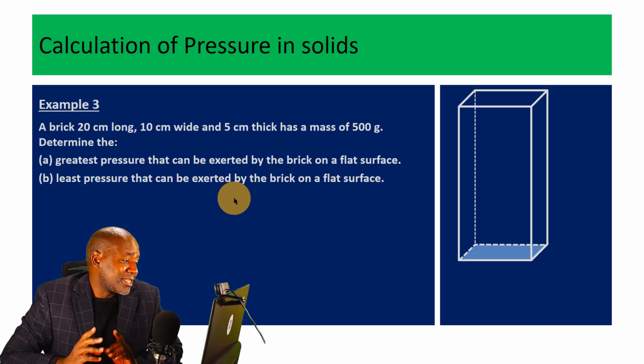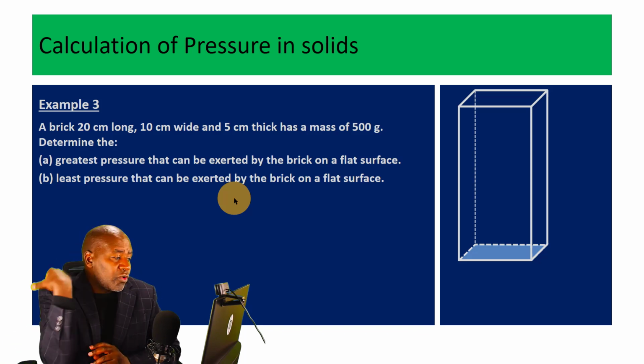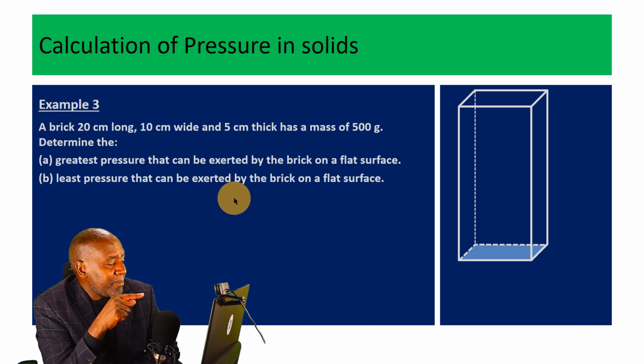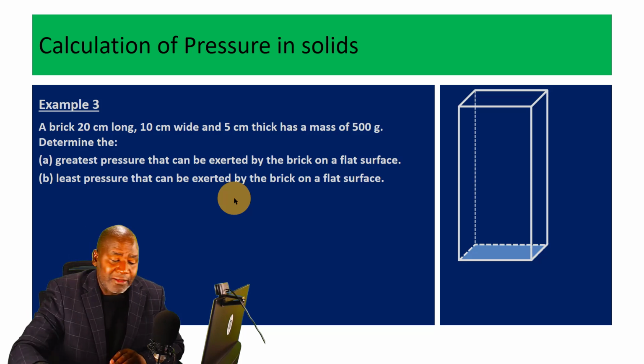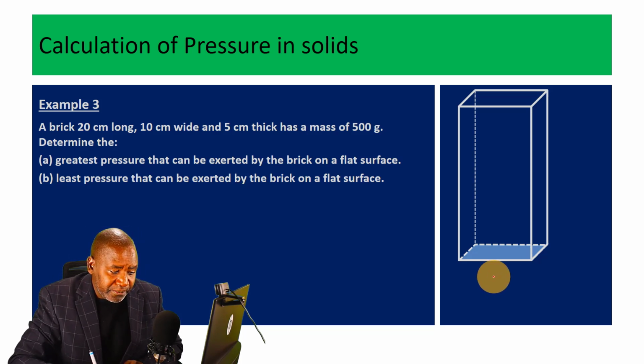So of course the greatest pressure is exerted when the brick lies on the smallest area. How do we get the smallest area when we look at those numbers? When you look at those numbers, the only area that will be smallest will be between the 10 centimeter length and the 5 centimeter length. So this length here is 10 centimeters, and this one will be 5 centimeters.